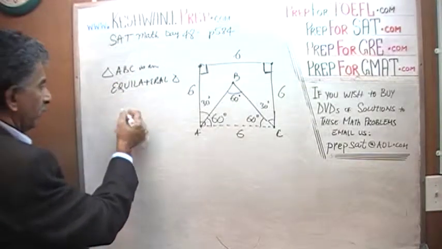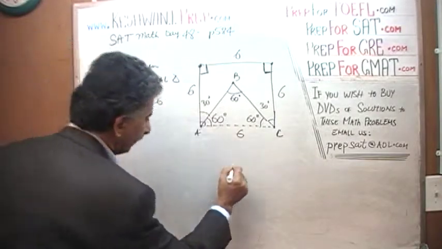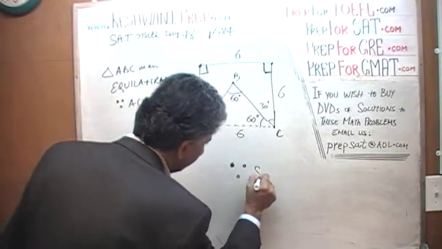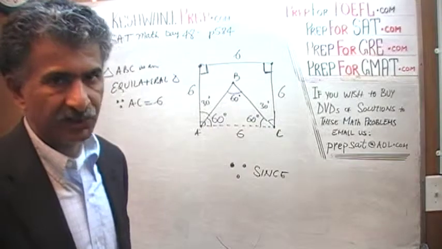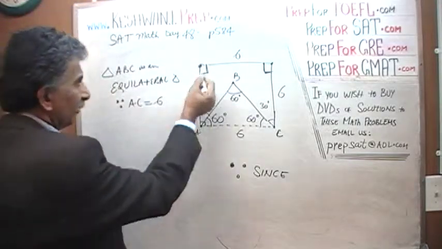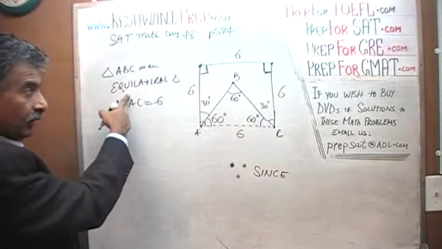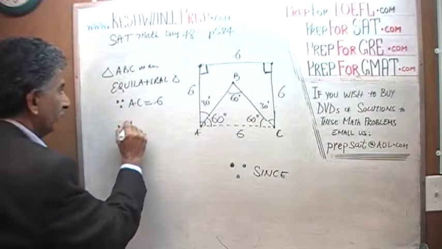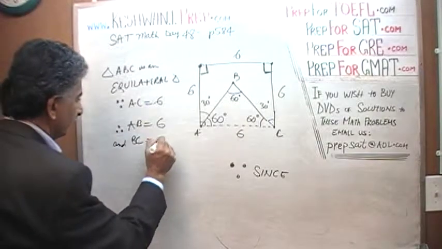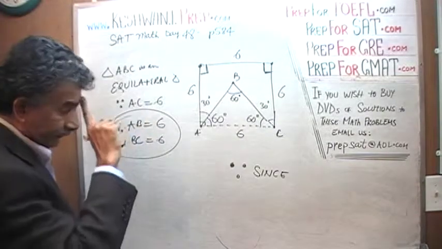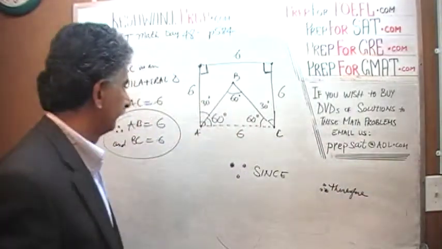Triangle ABC is an equilateral triangle, and since now that we know, since A to C equals 6, this upside down dotted triangle means since. Since not as in time, not since 6 o'clock, but since as in logic. Since A to C is 6, because this part is 6, since A to C is 6, and ABC we just found out is an equilateral triangle, therefore A to B is 6 and B to C is 6. This thing means therefore. That's it, we're done.